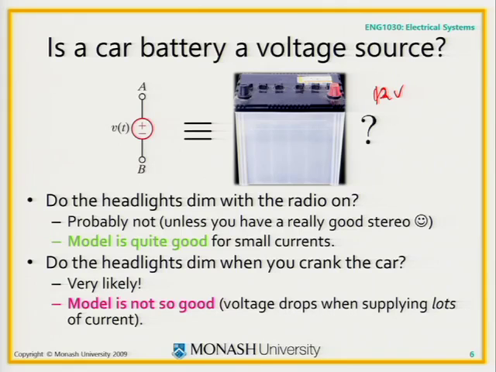Now, if this was an ideal source, that's all well and good. The battery will be able to do that. But in reality, a battery cannot do that. It can't maintain the voltage that you want at the same time as drawing 5 amps of current, for example. So that's the difference between real and ideal.